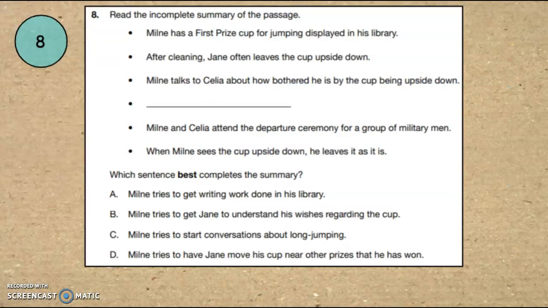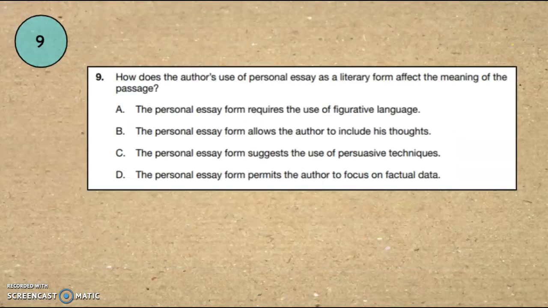Number eight is a little bit different in that it gives you a list of events from the story, and one of those bullet points has a blank where you are supposed to look at the choices from A to Z and decide which is the missing part. Go ahead and complete number 8 now. Okay, and last multiple choice question for this passage. How does the author's use of personal essay as a literary form affect the meaning of the passage?